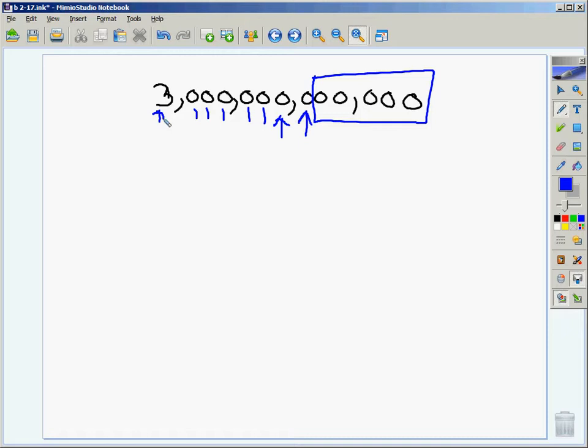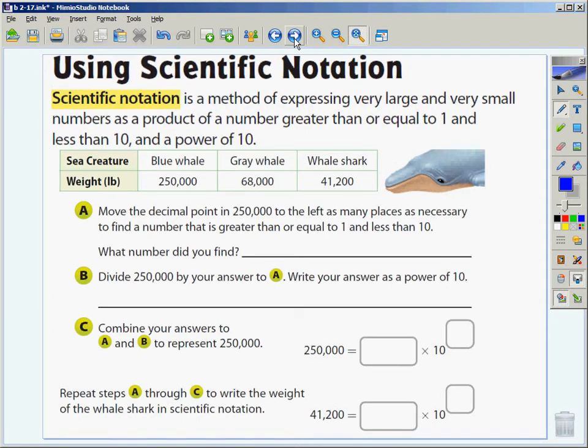But in the scientific world, we don't write things this way. We found a shorter way to write things when they have a lot of zeros behind the decimal point or even in front of the decimal point, when you're working with extremely large numbers or extremely small numbers. And it merely is amount of counting.